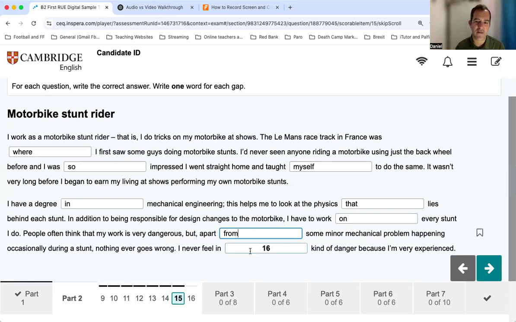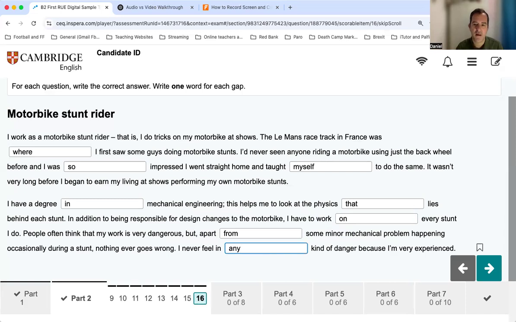And finally, I never feel in kind of danger. This I know will be difficult for lots of students. I never feel in, because you're talking about the difficulties in another language. I only know Spanish and English. Is it any, nothing, no? It's like a negative. I never feel in any kind of danger.